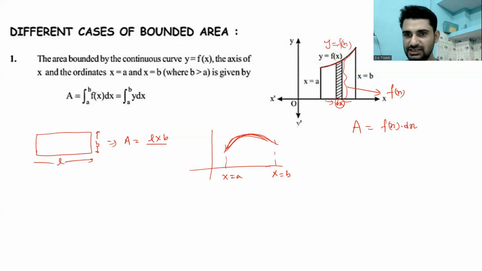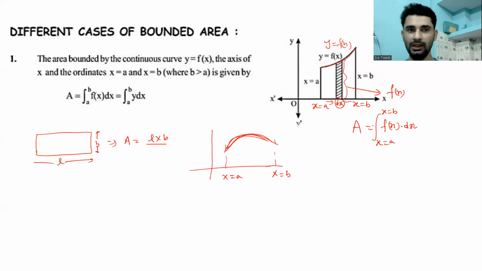Now we move this strip from x equal to a to x equal to b in order to find the complete area. This can be done with the help of integration. From x equal to a to x equal to b, if we integrate this, we get the complete area between x equal to a and x equal to b. So this is the basic concept. Later in this lecture, I will discuss some basic problems on this concept.